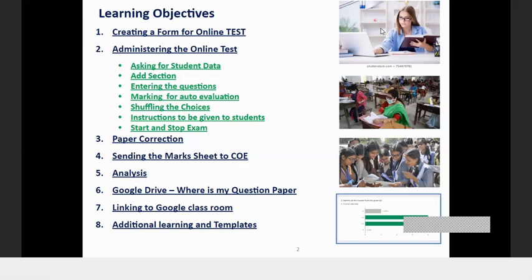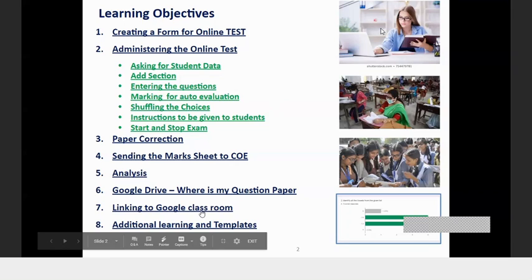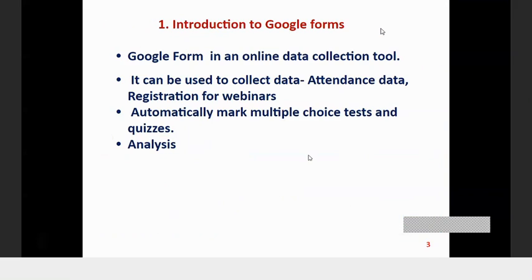Nothing is final. So first thing, let me begin with what a Google Form is basically, and how we can prepare a question paper in a Google Form, and how we can do paper correction and send the marks to the controller of exams. How we can also do analysis, in case you are interested, you can also make certain kinds of analysis, and Google Drive, how to store the question paper, and linking to Google Classroom and additional inputs for mathematics, zoology, and other kinds of subjects. So this is how I frame it.